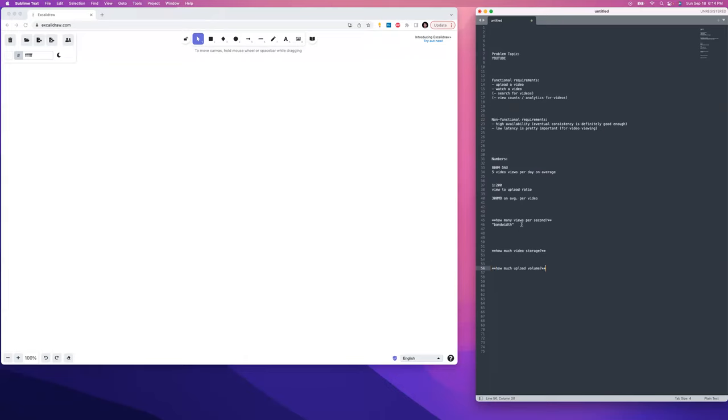The previous one is how much bandwidth we need for down. That's for caching. And so this one is upload volume versus the download volume. So this one's more about the buckets. You're probably going to need some S3 buckets here. How much upload per second? So per day, 20 million times the size, which is 300 megabytes per video.